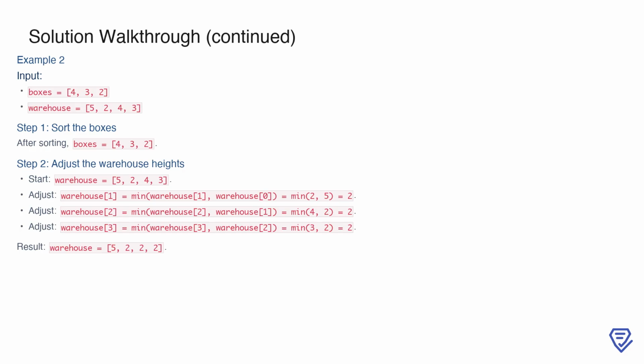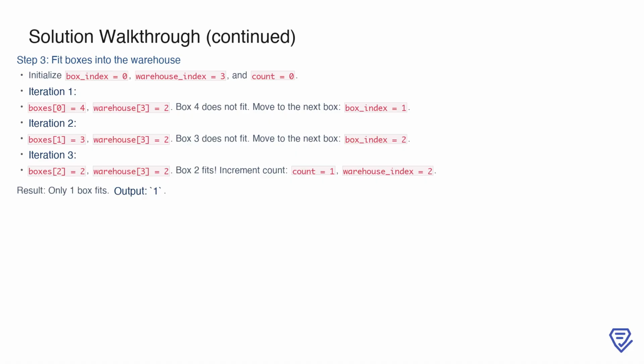Position 2 is adjusted to min(4, 2) equals 2, and position 3 is adjusted to min(3, 2) equals 2. After these adjustments, the warehouse heights become 5, 2, 2, 2, ensuring that each position is no taller than the one before it. With the boxes sorted and the warehouse heights adjusted, we now attempt to fit the boxes into the warehouse. We initialize box_index equals 0, warehouse_index equals 3, and count equals 0.